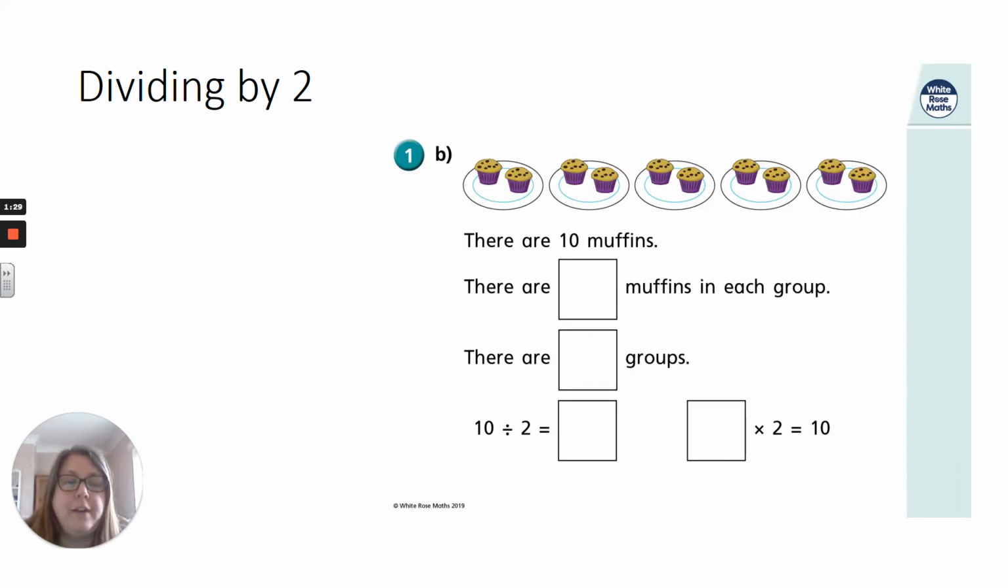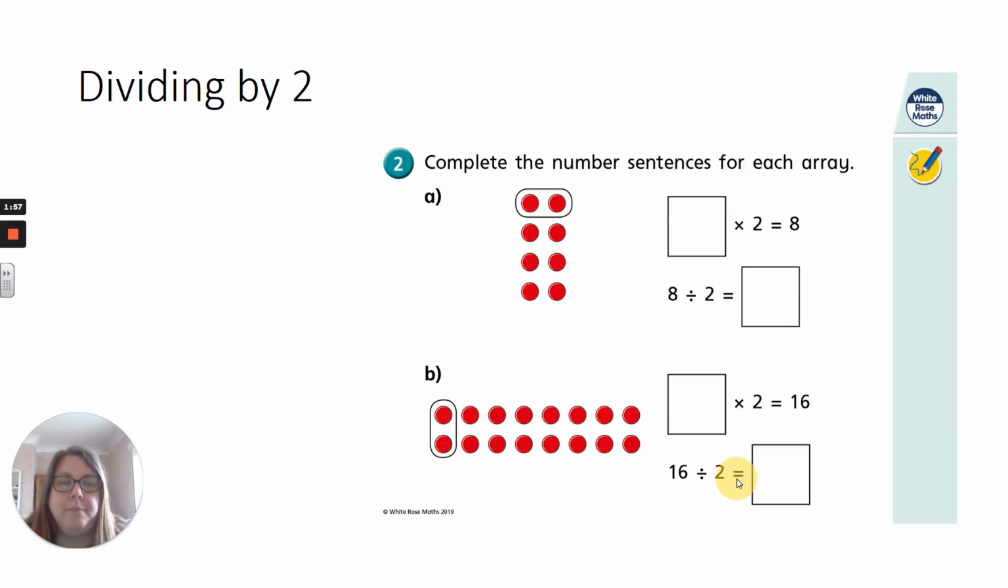See if you can have a go at this one then on your own. There are 10 muffins. I want to know how many muffins are in each group, how many groups there are, and then what are the missing numbers for the division and multiplication sentences. So there are 2 muffins in each group. There are 5 groups. Therefore, 10 divided by 2 is 5, and 5 times 2 equals 10. Give yourselves a big tick if you did that.